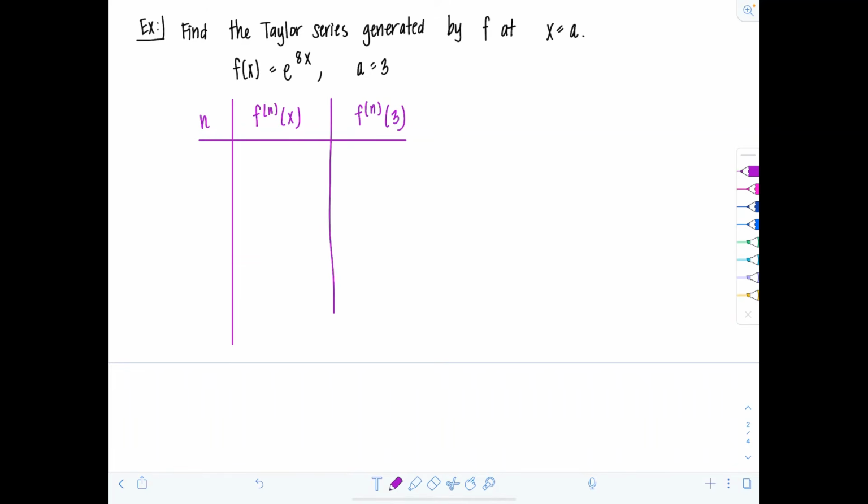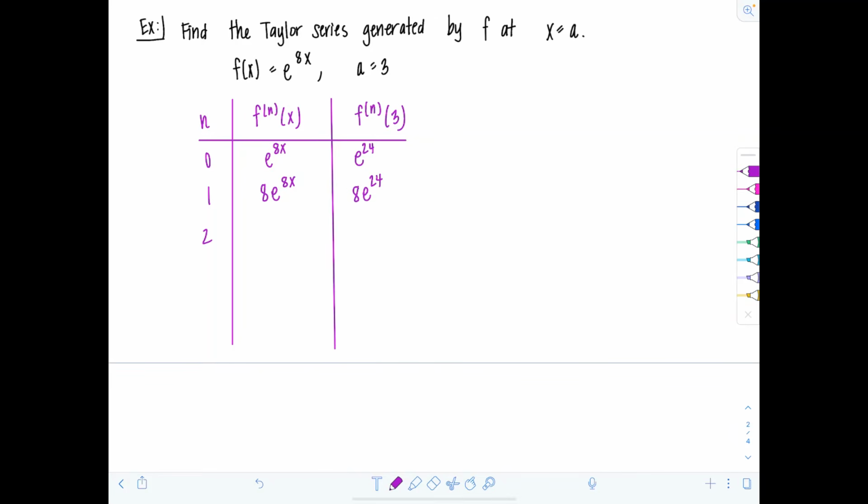So now let's start taking some derivatives. This one should be fun. If n is 0, you just have e to the 8x. And then plugging in 3 for x, this is going to be e to the 24th. All right, if n is 1, if I take the derivative, I'm going to get 8e to the 8x. If I plug in 3, that's going to be 8e to the 24th.